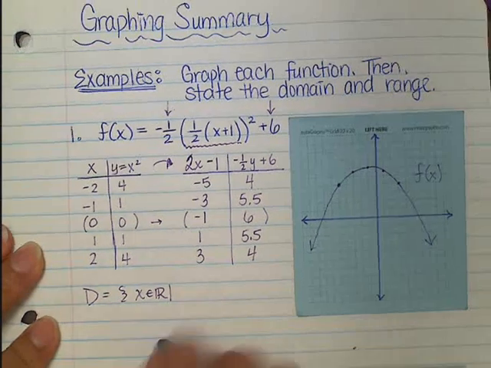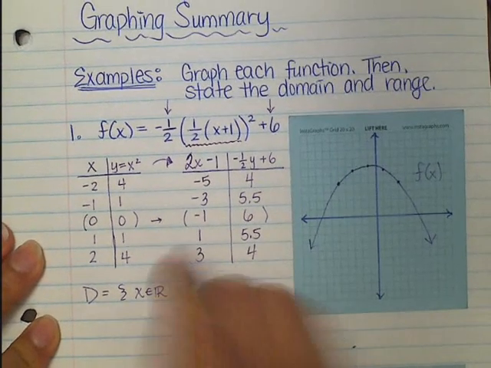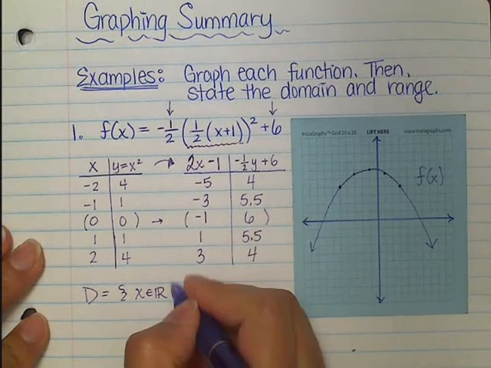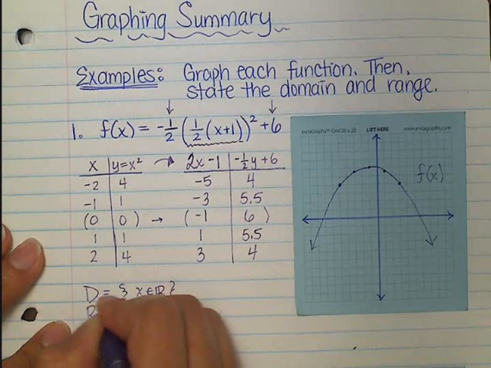So x is going to be an element of all real numbers such that, and in this case actually there is no restriction on how far to the left and right the graph can go. So the domain of the quadratic function is all real numbers.